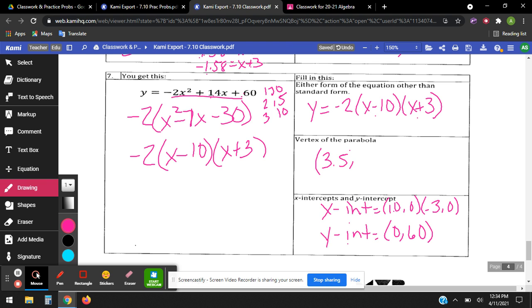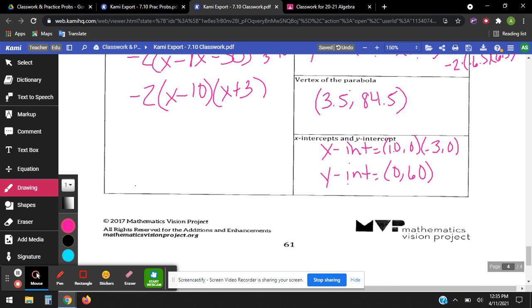And so if we plug in a 3.5 here, it's getting a little ugly, but let's see. We have a negative 2 times 3.5 minus 10 is negative 6.5. And 3.5 plus 3 is 6.5. So if we take negative 6.5 times 6.5 times negative 2, we get 84.5. And that would be our vertex for our parabola. And that is it.